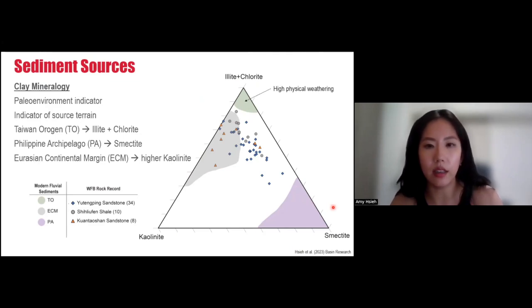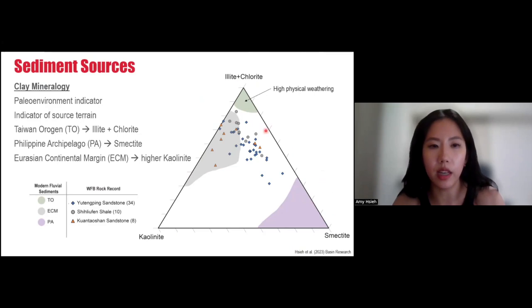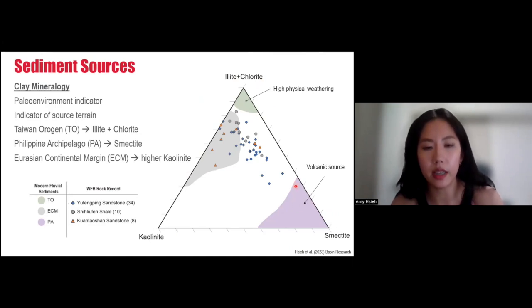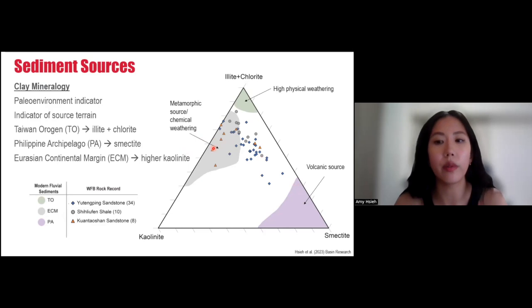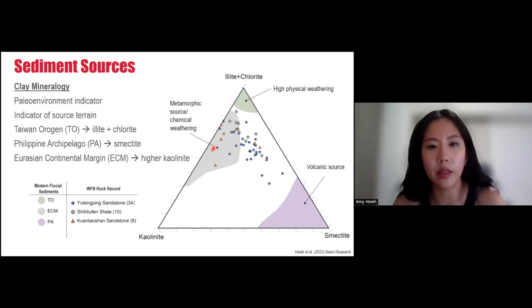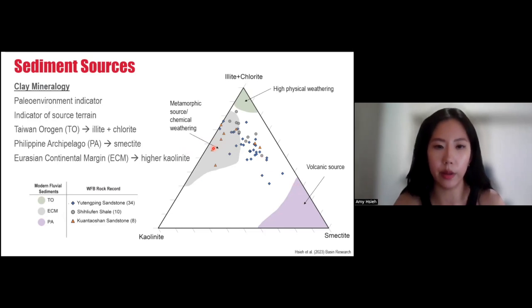Modern day clay delivered by Taiwanese rivers are dominated by illite and chlorite, indicating a high degree of physical weathering. While clays from the Philippines are dominated by smectite, reflecting their volcanic source. And clays from the Eurasian continental margin are richer in kaolinite, which reflects both their metamorphic source terrain and a higher degree of chemical weathering.